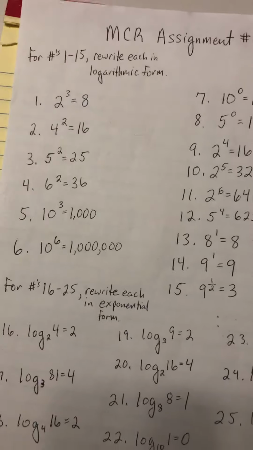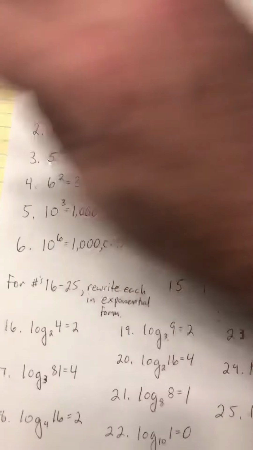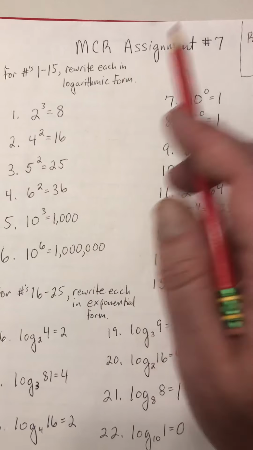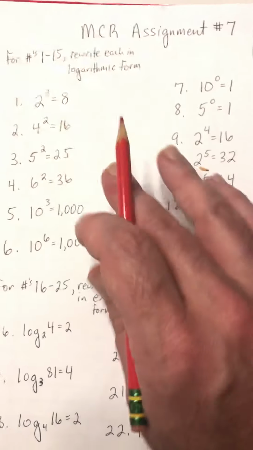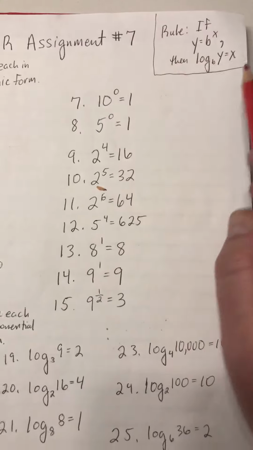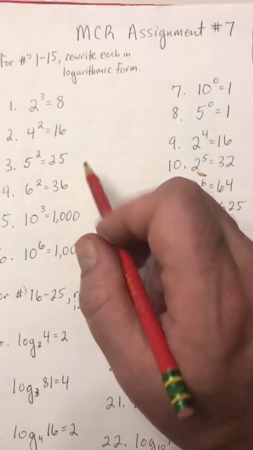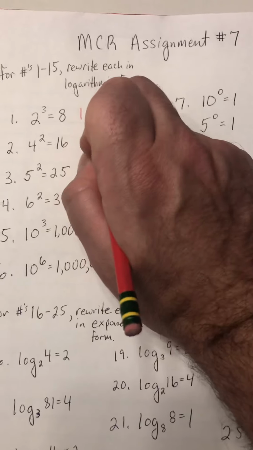So for this one, there's 25 questions all together. And for 1 through 15, rewrite each in logarithmic form. All right, so I put the little rule in the corner in case you forget. This number 1 says 2 to the 3 equals 8. So I write that as log.